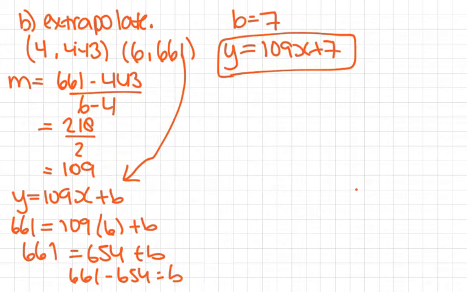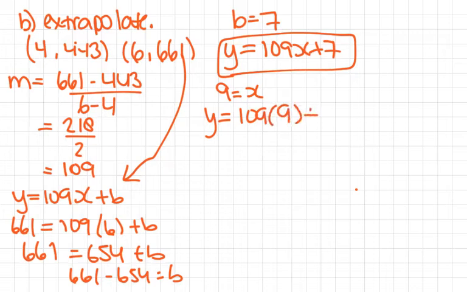Okay, so now I have my equation. Now I can answer the question. The question says, estimate the number of seats built after 9 days. So days was x, so 9 equals x. So y equals 109 times 9 plus 7, and that equals 988. So after 9 days, they've built 988 chairs.